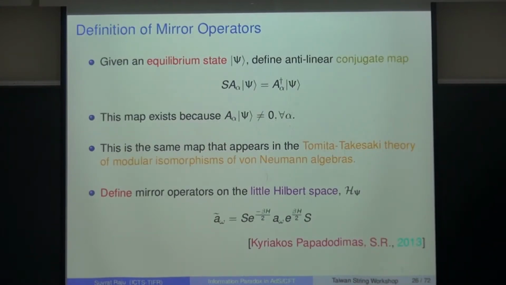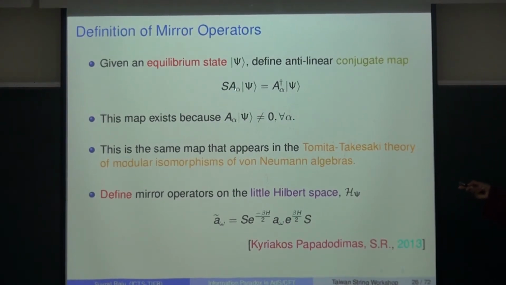Okay, so now in an equilibrium state, let me define what these mirror operators are. It's very similar to the definition I had for the spin chain. I'll define it in a slightly different way. So you take an equilibrium state, and as I said, you have this H psi, which is obtained by acting with elements of this algebra on the state. And I define this antilinear conjugate map, this map S, which takes an element of this vector space back to another vector in the Hilbert space, but by means of this conjugation.